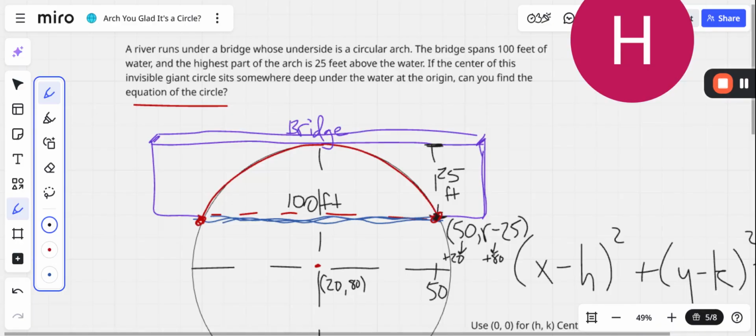Maybe I'll give you a problem with an ellipse in the future. Hint, hint, wink. Title also kind of gives away that.